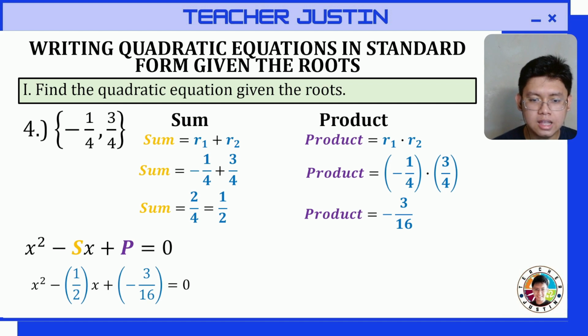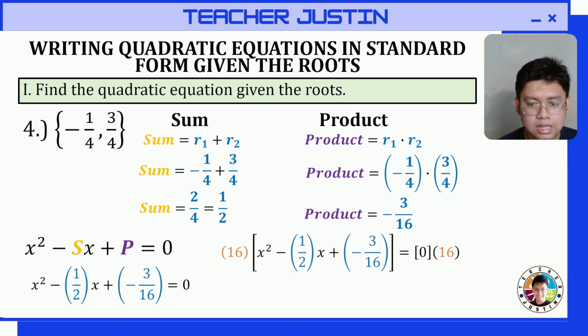Okay, so notice that our numerical coefficient of x and our constant term is fraction. So, kailangan nating tanggalin yung ating denominator. So, to remove our denominator, kailangan nating kunin yung least common denominator ng ating mga fraction. So, we have 2 and 16 as our denominator. So, ang least common denominator nila is 16. So, we have to multiply both sides by 16 para matanggal yung ating denominator.